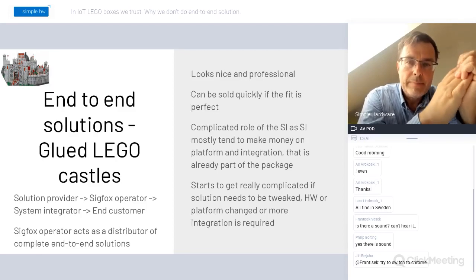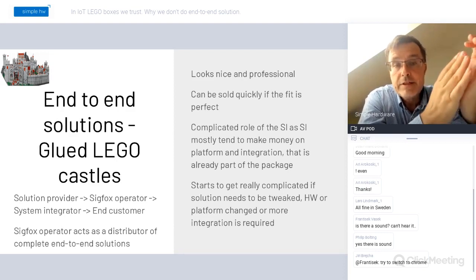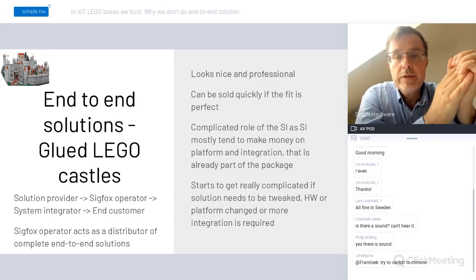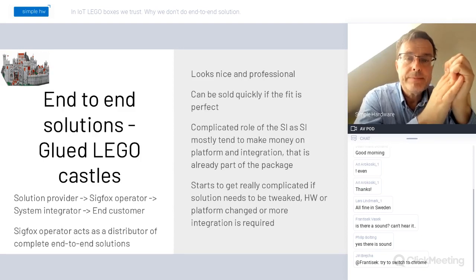We think it can work sometimes. It looks nice and professional. It's ready, and it can be sold quite quickly. Especially as Sigfox operators are short on resources, they can see it as quick wins.